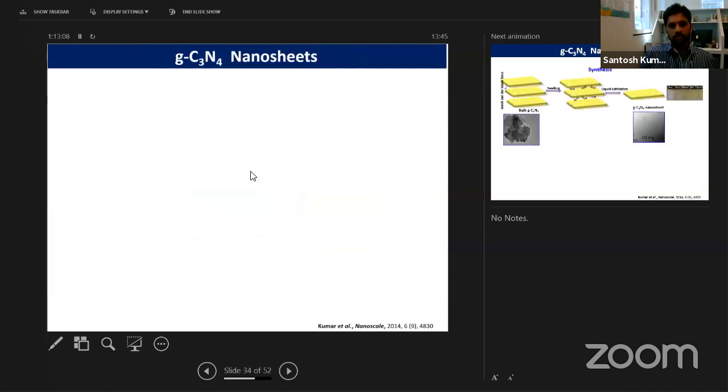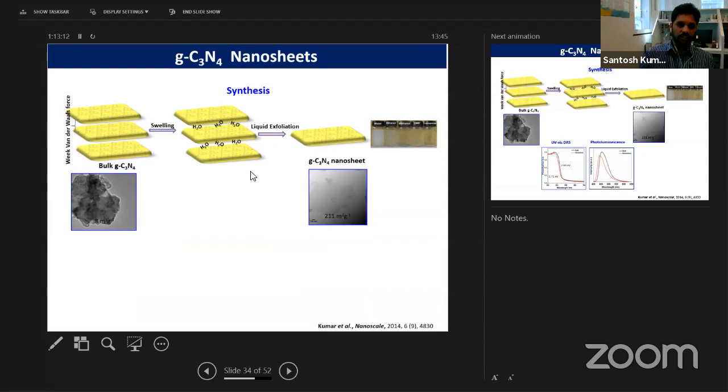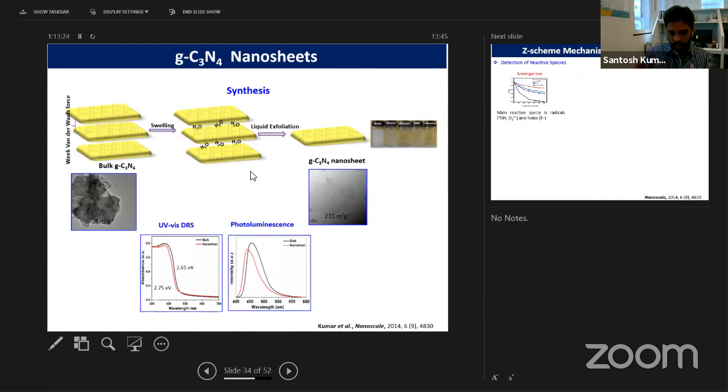So to keep it brief, it's the bulk carbon nitride material. Carbon nitride is a polymeric material with very low surface area. So I prepared nanosheets, which have a huge surface area, and you can also tune the band gap, and you can tune the absorption or emission of light. So you can play around depending on the application you want.